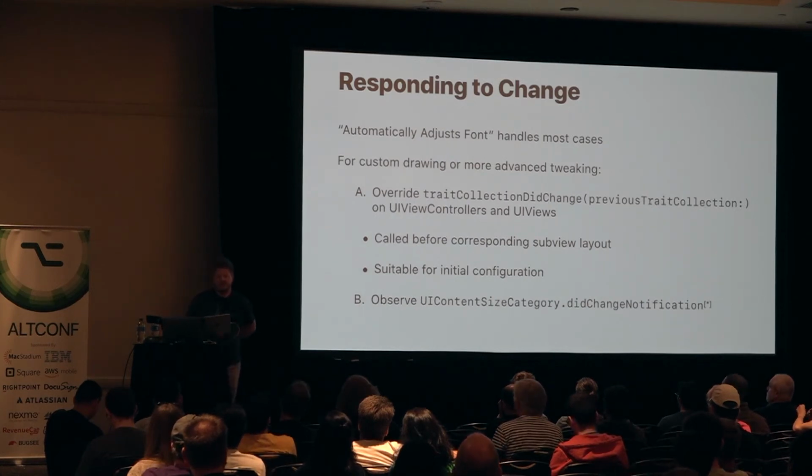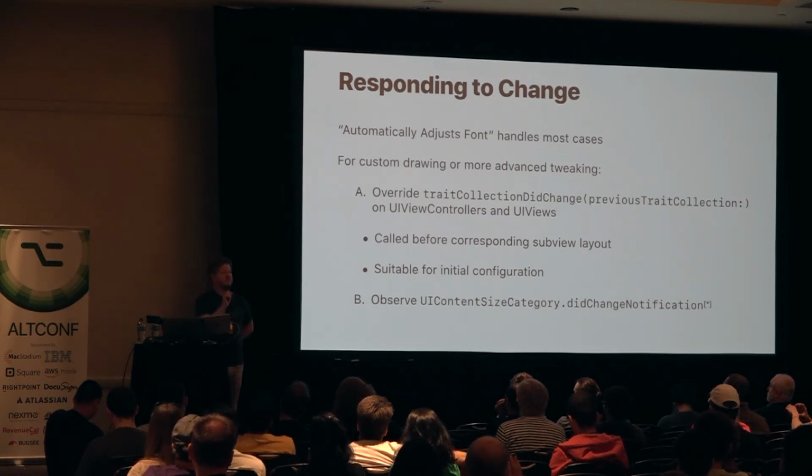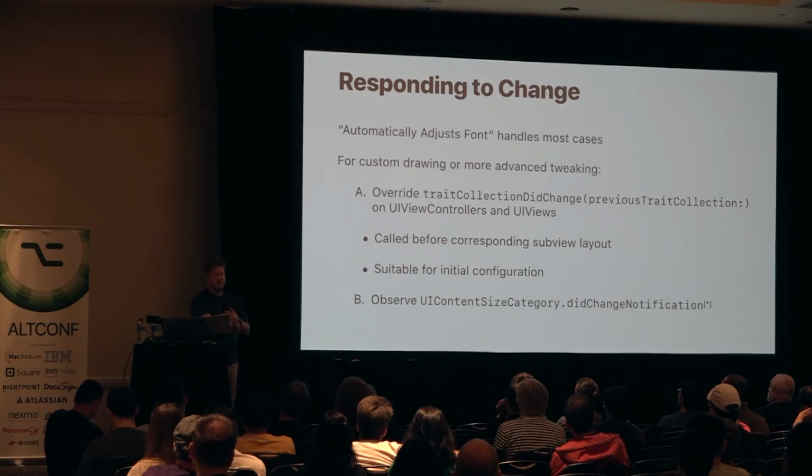But if you need to do something a bit more complicated or actually calculate out, even simple calculations, the way I recommend it is that you override the trait collection did change method. And that passes in the previous trait collection. So this is one of those quirky kind of things that takes a little bit of getting used to. I'm used to something to change. Here's the current value of it. Your current value is now on your view controller. The previous is what it's passing you here. So you can compare these values and see if you need to change anything.